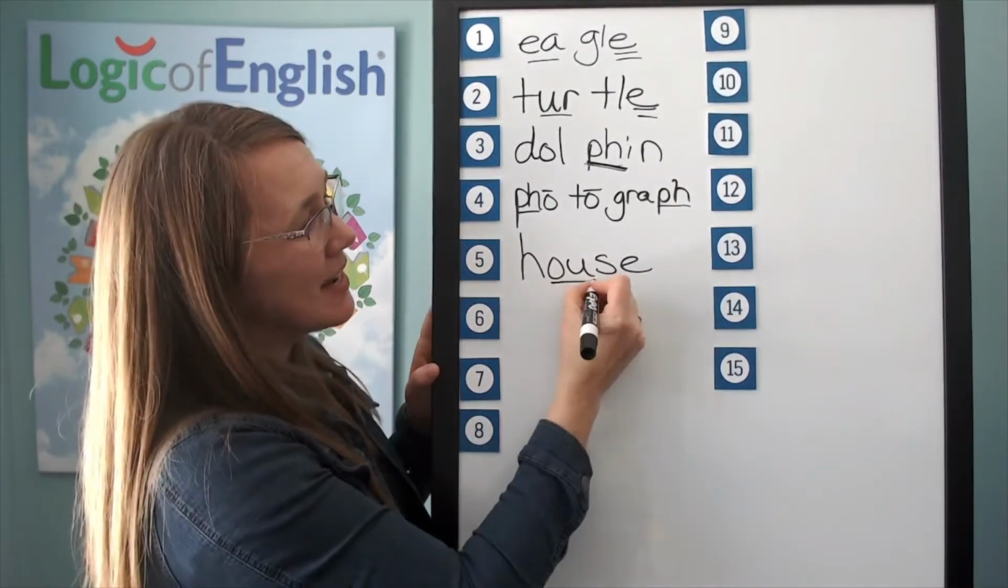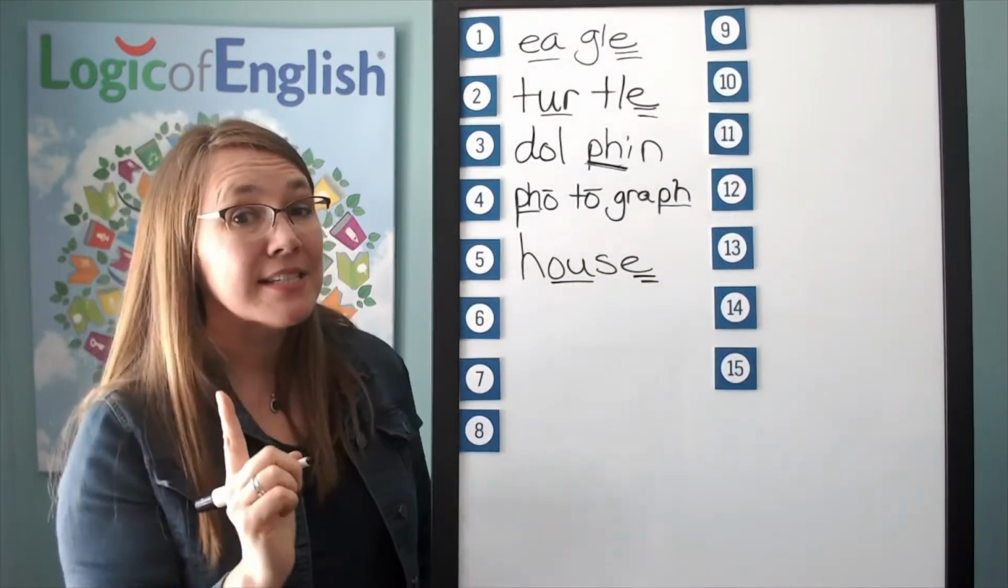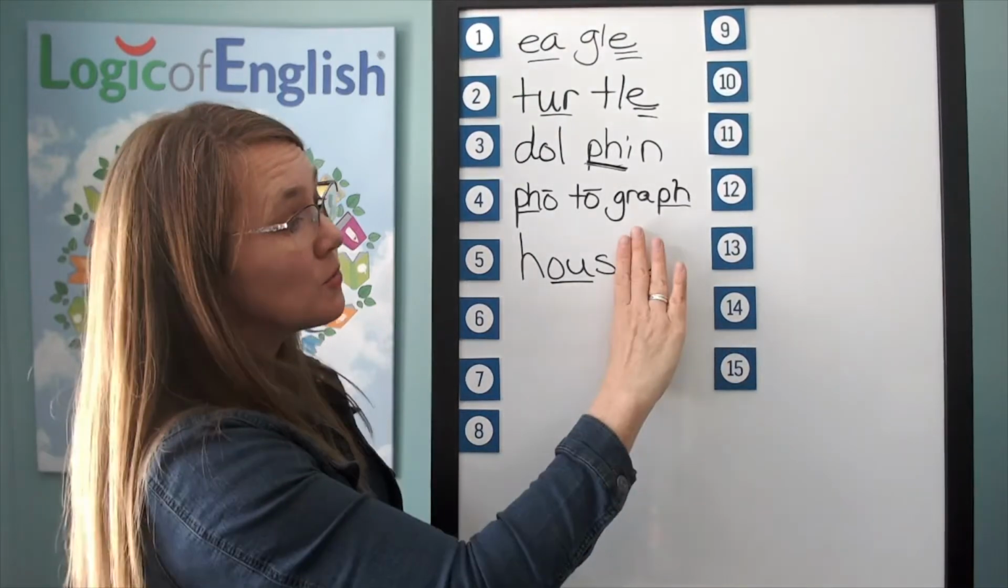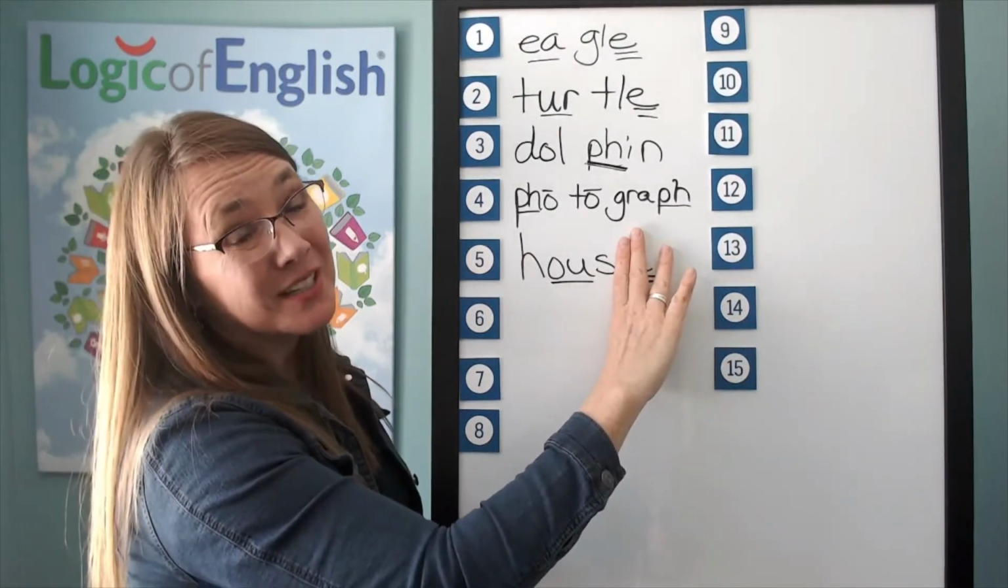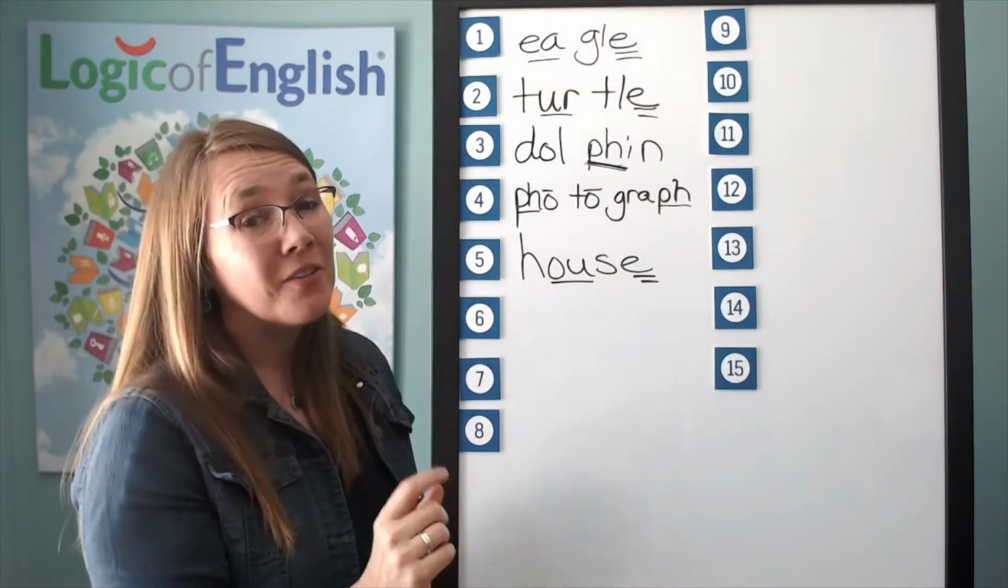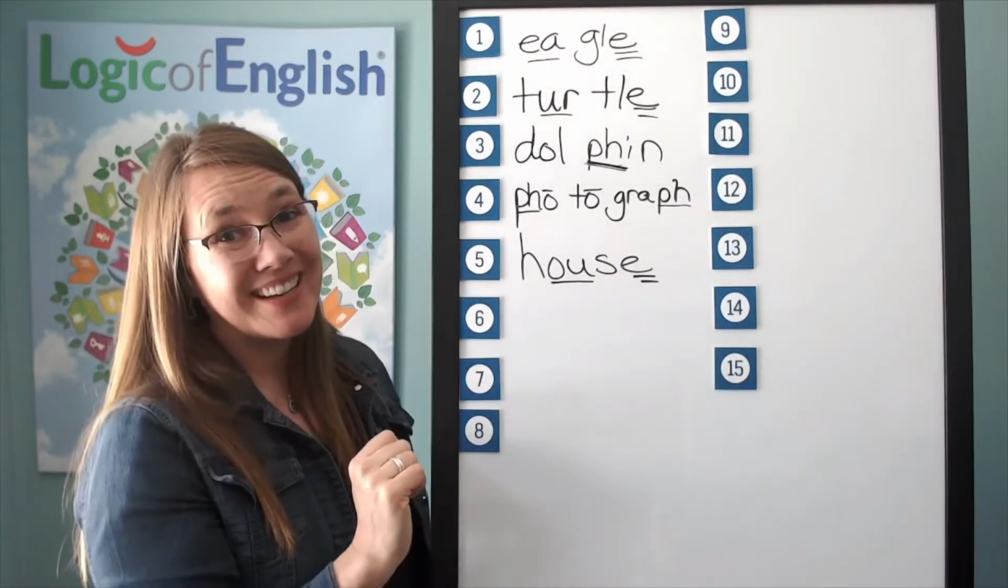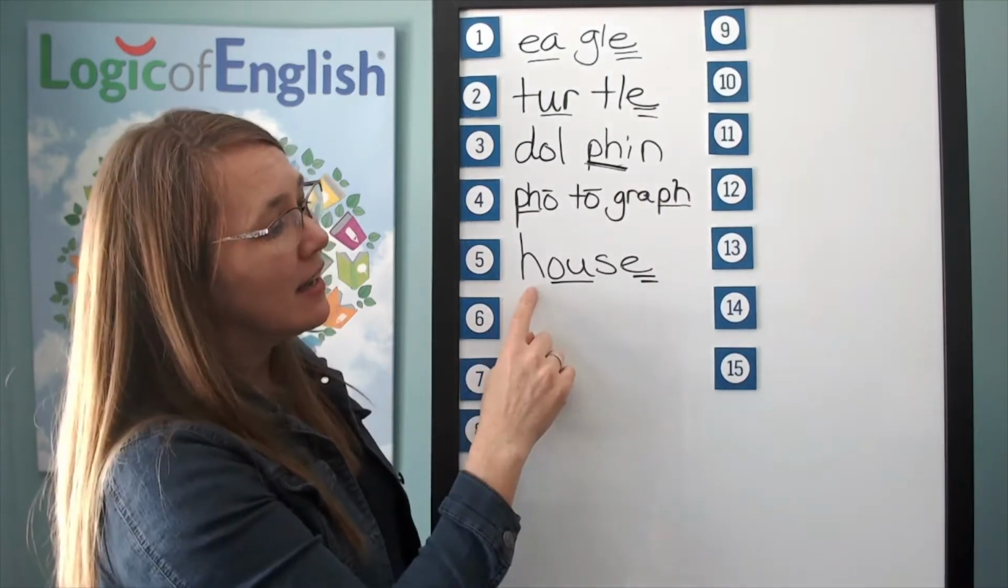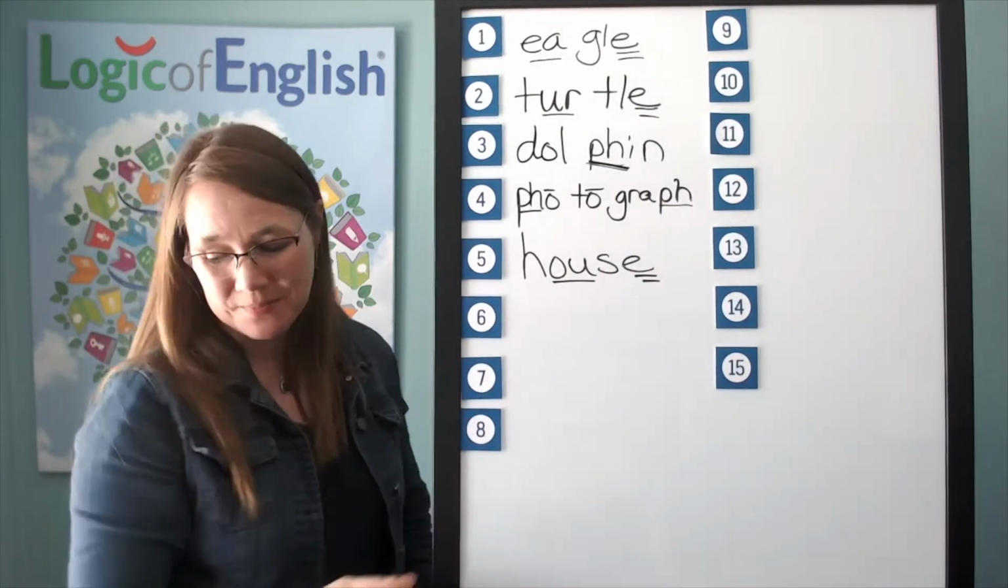We'll put a line under the ow. And why do we have a silent E in house? You're right. It's to keep it from looking plural. So when a singular word ends in S, we often add an E to keep it from looking like it's plural. Let's read it. House, house.